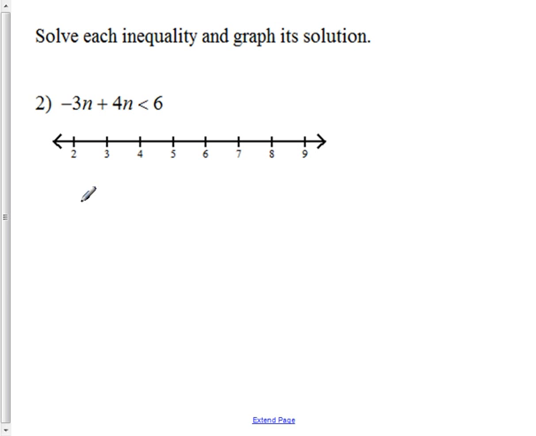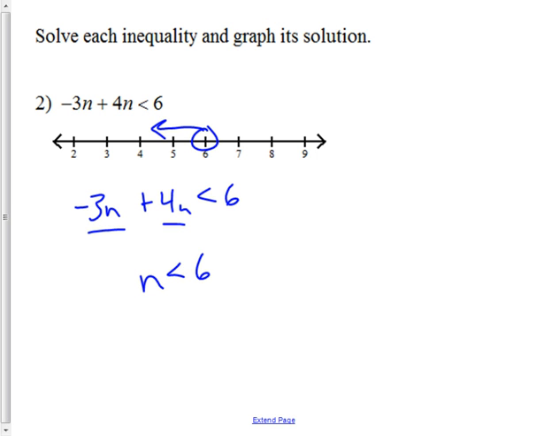Okay, so again, copy the problem down. Negative 3n plus 4n is less than 6. Let's combine our like terms. So we're going to have n is less than 6. So that one, actually, there wasn't a whole lot for us to do there. Now, again, we're not including 6, so let's just put an open circle right on 6. And since n is supposed to be less than, let's go ahead and draw the arrow to the left, because we need n, the variable, to be less than or a smaller number than 6.